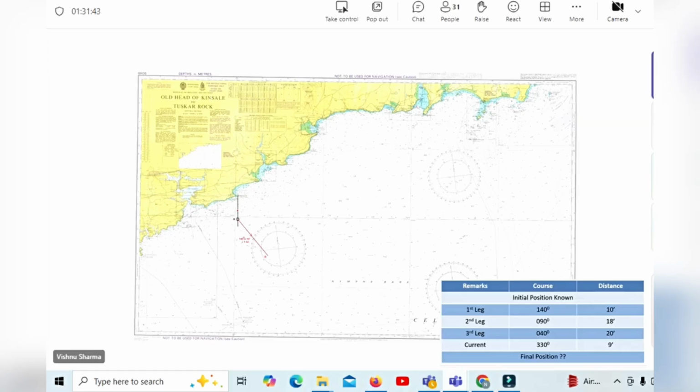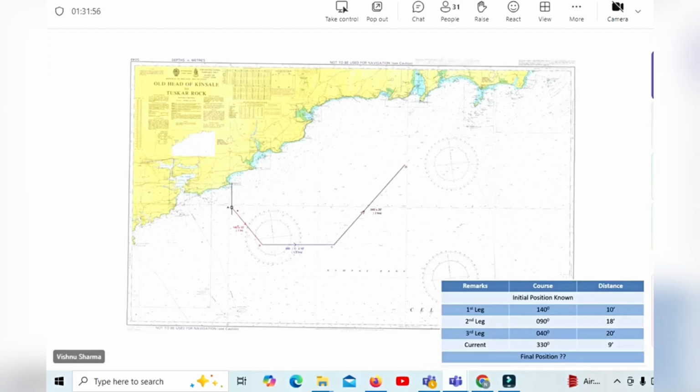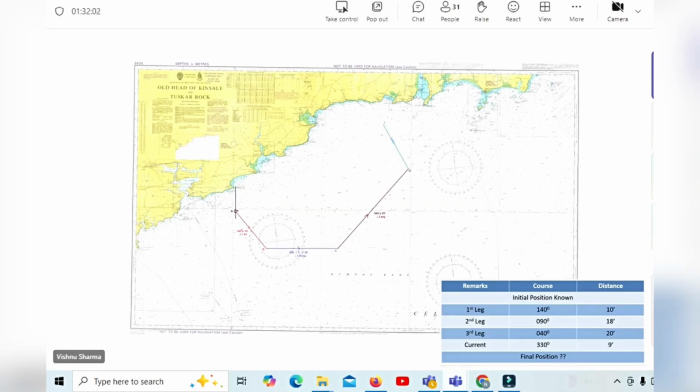From here, I have the second leg 090, 18 miles. I get point C. Then I have the third leg 040, 20 miles. I get point D. And now I plot my current 330, 9 miles. Do you agree with me that E is the final position? Yes or no? Yes.